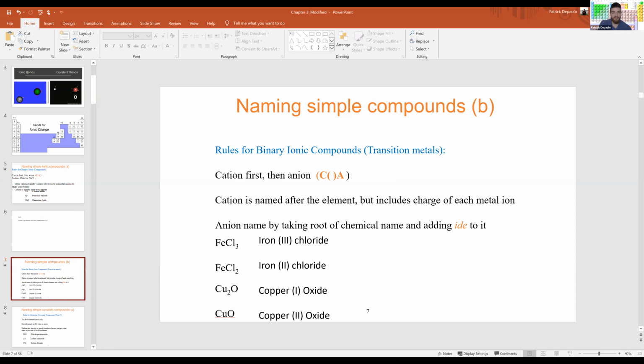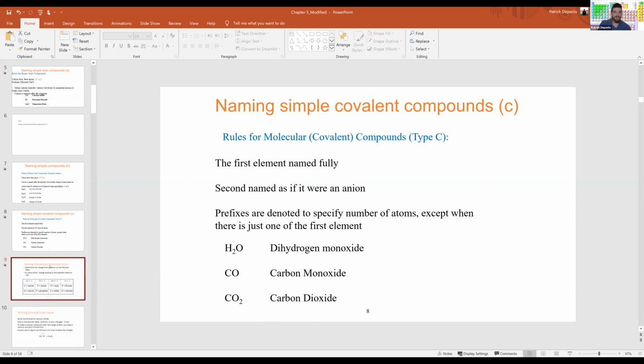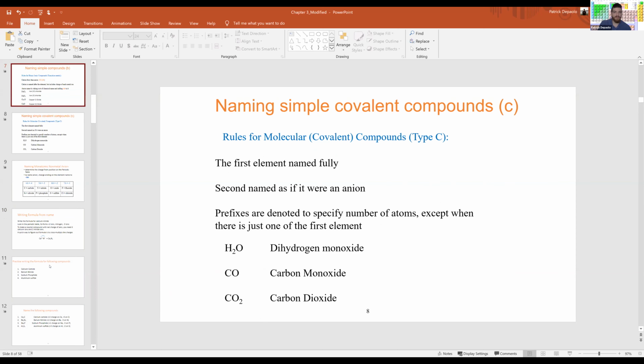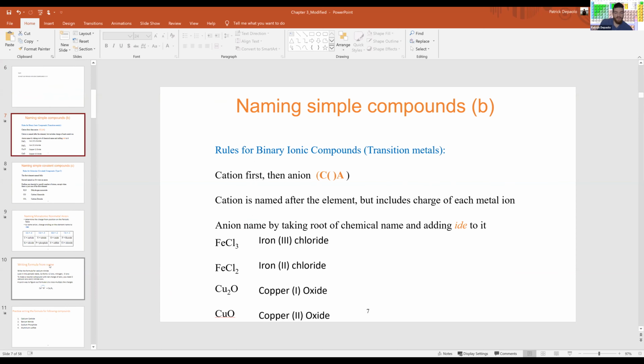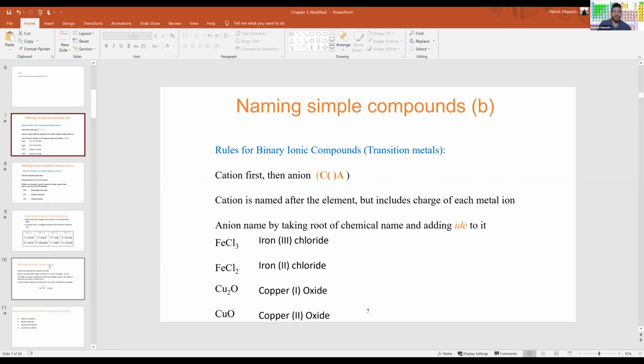No? Okay, cool. So here's what we're gonna do. All right, so that's for ionic. I have a whole slide later on that summarizes all the rules, but you can put that in your notebook or whatever if you're listening.